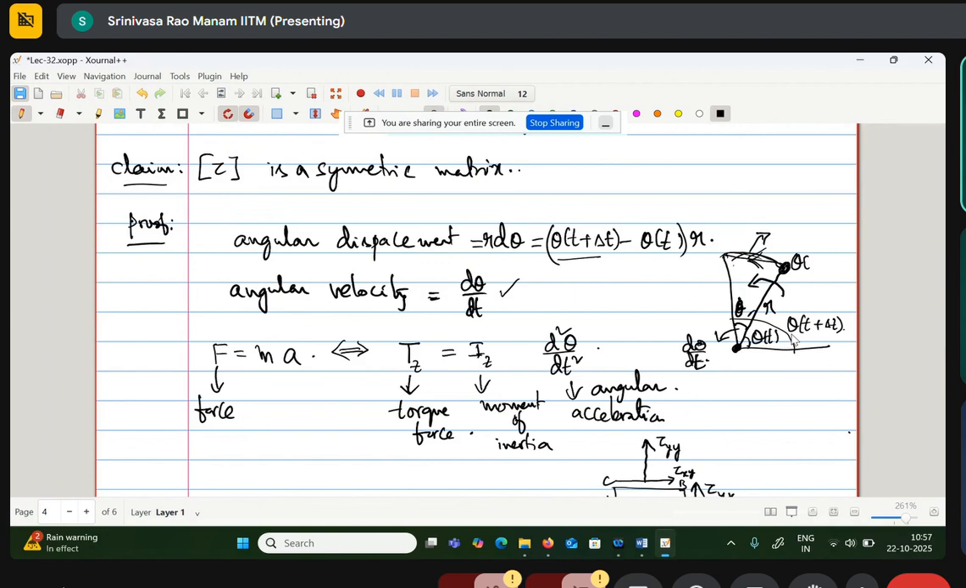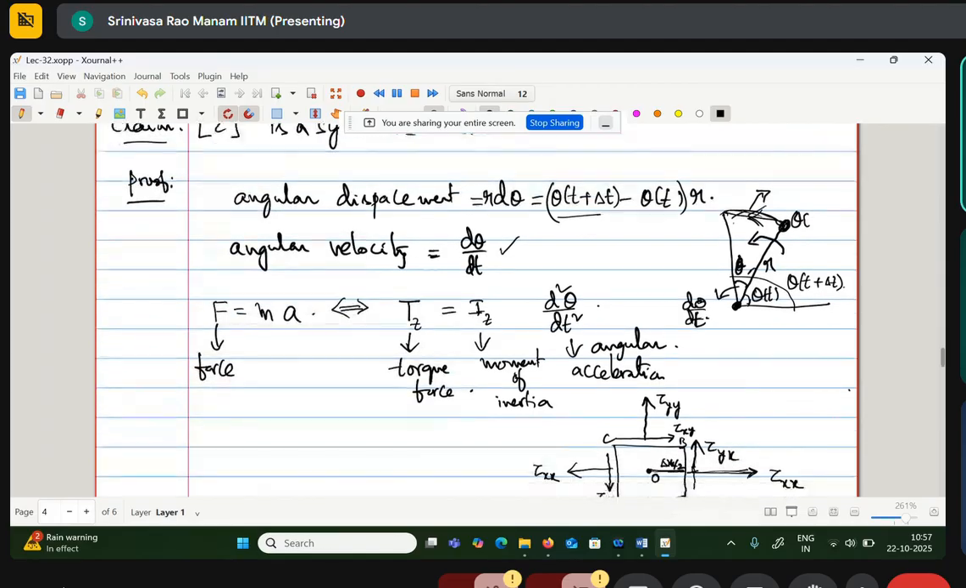When you are rotating, that's where the angular quantities come in: angular displacement, angular velocity, and angular acceleration. So the same F equal to ma, Newton's second law, in this angular rotational dynamics becomes torque equal to moment of inertia times angular acceleration. We are considering this only for the cube.